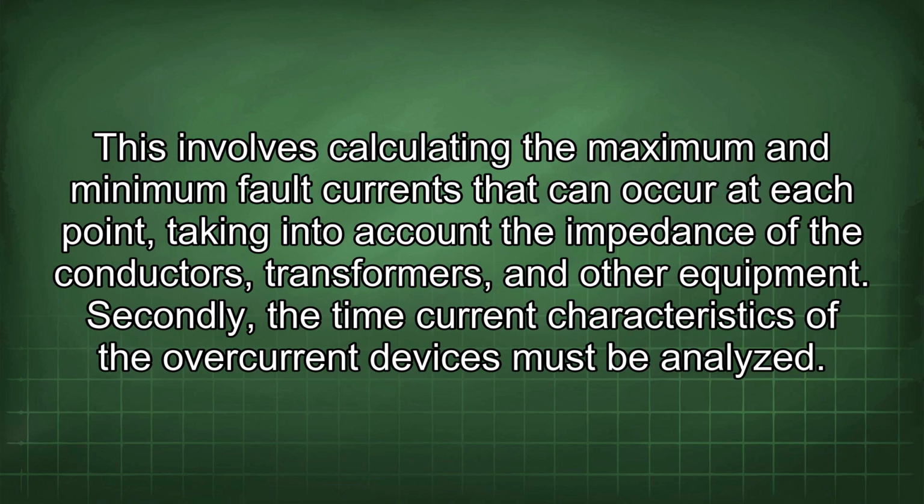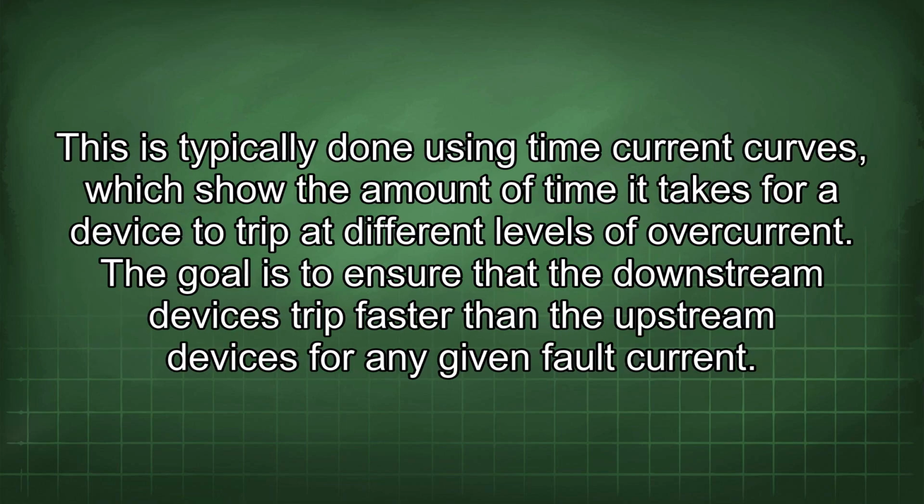This involves calculating the maximum and minimum fault currents that can occur at each point, taking into account the impedance of the conductors, transformers, and other equipment. Secondly, the time current characteristics of the overcurrent devices must be analyzed. This is typically done using time current curves, which show the amount of time it takes for a device to trip at different levels of overcurrent. The goal is to ensure that the downstream devices trip faster than the upstream devices for any given fault current.